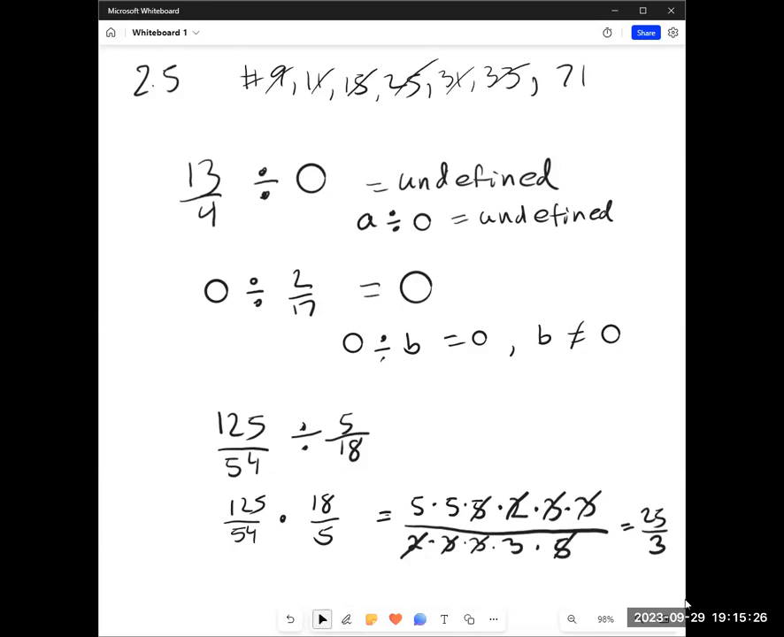You may have been able to see that back here, that 5 goes into 125 25 times, and the 18 goes into 54 3 times, and you still would have ended up with 25 over 3. Don't be afraid to use your prime factorization to help you write your fraction in lowest terms if you need to.